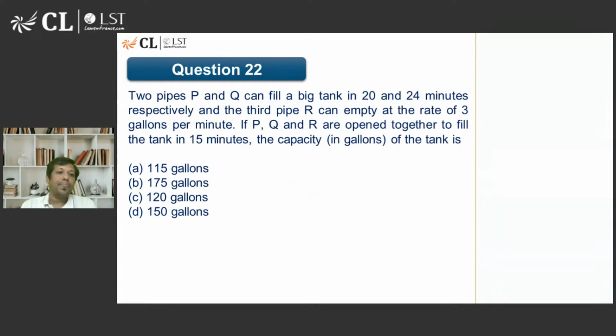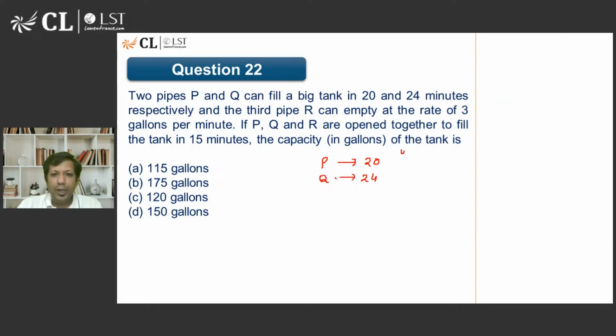Now, let's see this question. It says two pipes P and Q can fill a big tank in 20 minutes and 24 minutes. So P fills in 20 minutes, Q fills in 24 minutes. And a third pipe. So basically, I'll look at R later on.